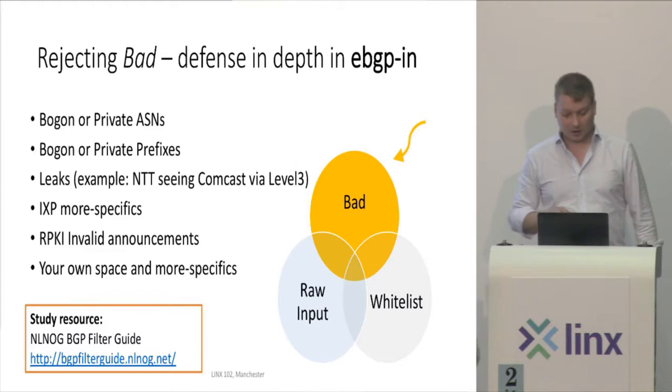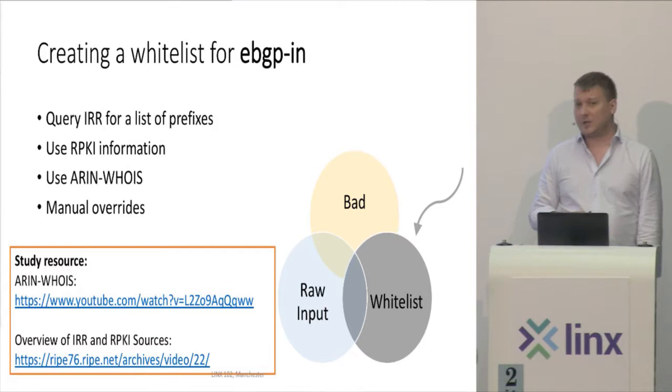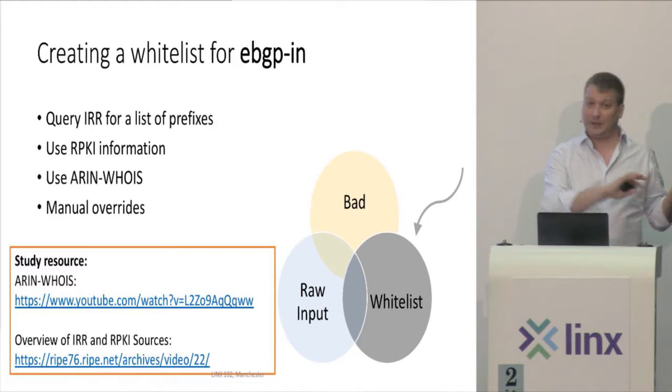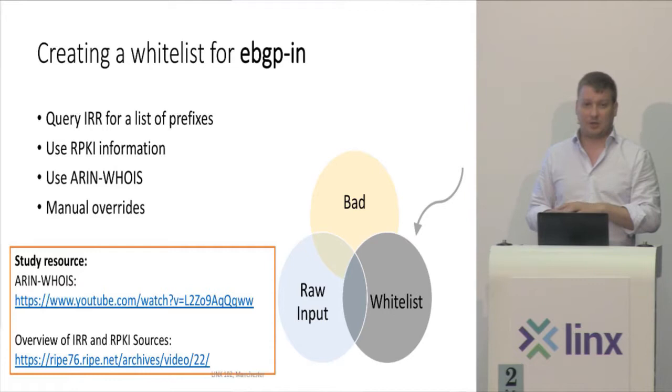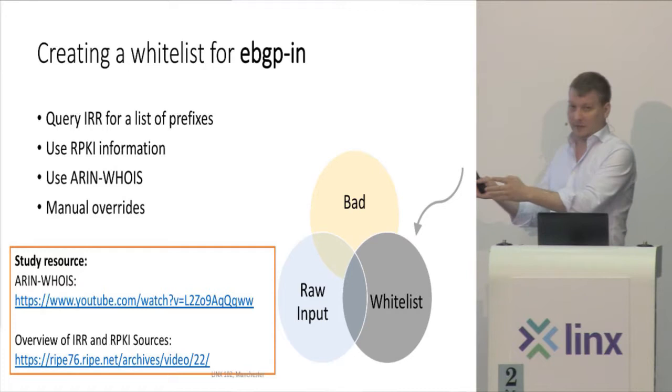Then there is the whitelist. The whitelist can be generated through various means. You can query the IRR system to create a list of prefixes you potentially accept behind a given eBGP session. We can use RPKI information to generate whitelists. And this is a beautiful thing with RPKI. You can not only use it for origin validation, but also in the provisioning process, you can use RPKI data as a contributor to the whitelist. And these days, NTT tells its customers that customers can either register route objects in the IRR or register RPKI ROAs or do both. They all have the same meaning.